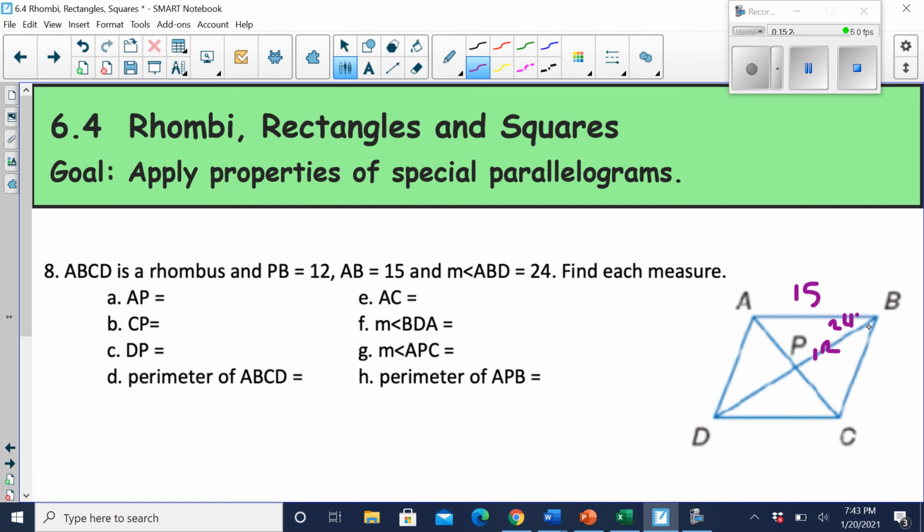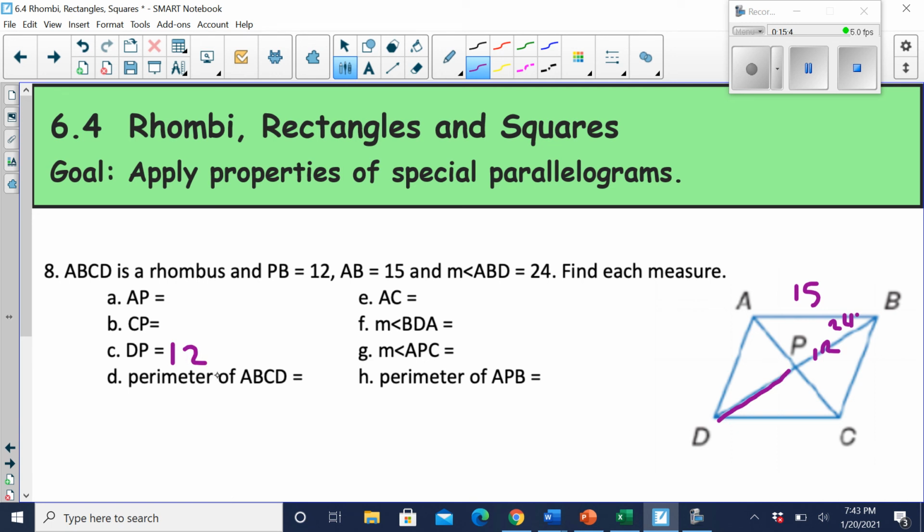Ooh, that one's going to be tricky. We'll come back to that one. How about CP is going to be on the same stretch. DP we can actually fill in right away. It's going to be the same as that PB, so we're going to fill in DP as 12.